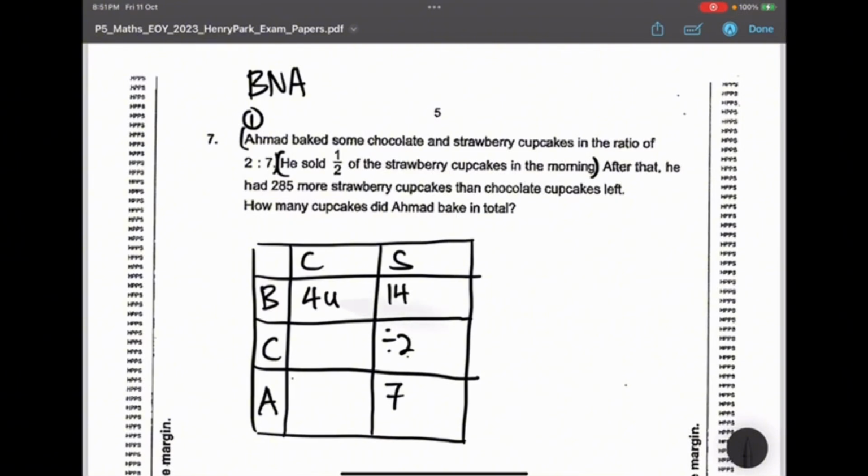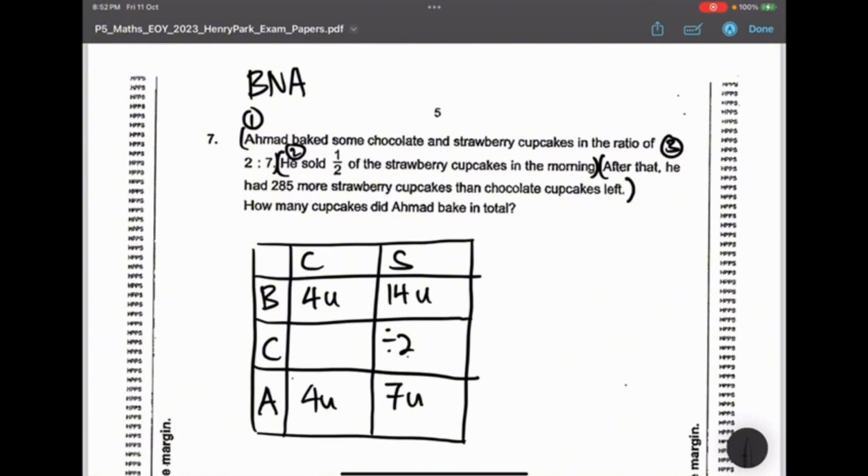Alright, so I have 4 units over here, 14 units here, and 7 units after half the strawberry cupcakes were sold in the morning. Let's look at sentence number 3. Alright, it says, after that, he had 285 more strawberry cupcakes than chocolate cupcakes left. Alright, you see that actually there is no change in my chocolate cupcake. So what I can say is that there is no change. The after for chocolate is also 4 units.